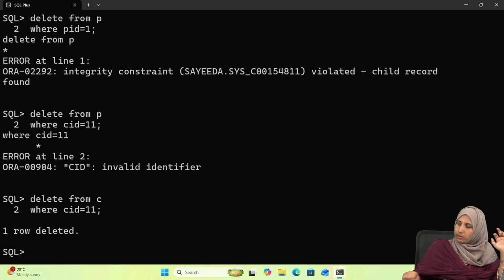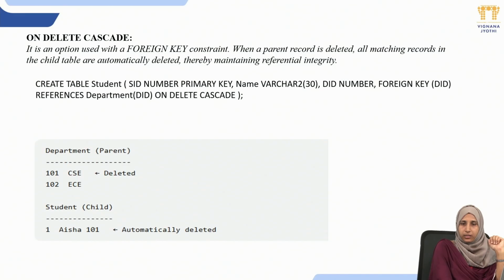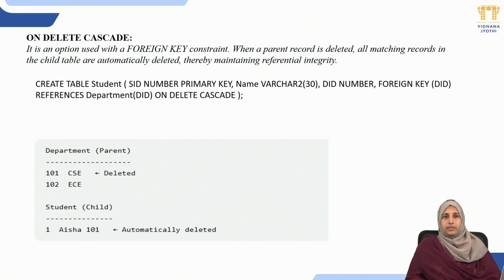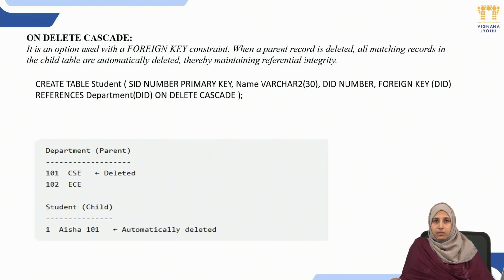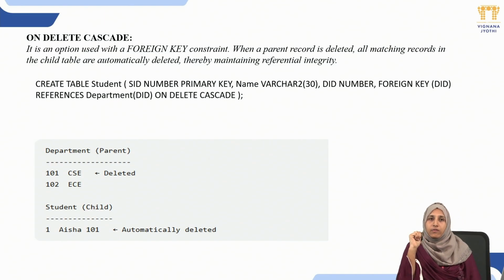Now let us go for the other important topic related to this referential integrity constraint, that is on delete cascade. How does it work? Just now I told you, if any column is being referred by a referencing table, then we are not allowed to delete any data from my parent table. What if I want to delete it? In some cases where the deletion is mandatory, we can make use of this concept called on delete cascade.